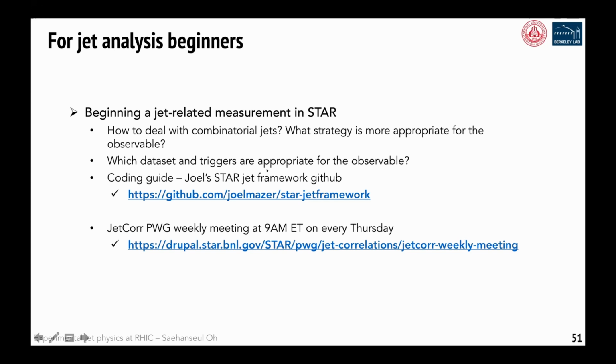And also, which data set and triggers are appropriate for the observable. In jet analysis, we require high pT. So minimum bias data may not be really a proper data set. You may need a high tower trigger or some L2 gamma trigger.